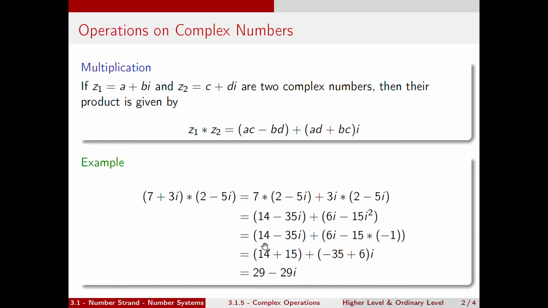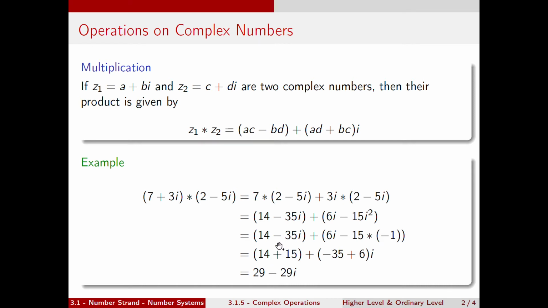Now, this goes down. The 14 minus 35i is going to remain the same. But we'll have plus 6i minus 15 times minus 1. So i squared is equal to minus 1, and this comes from the fact that i is defined as being the square root of minus 1. So if i equals the square root of minus 1, if we square both sides of that equation, we will get i squared is equal to the square root of minus 1 all squared. Now the square root and the squared will cancel out and they will leave us with our minus 1.